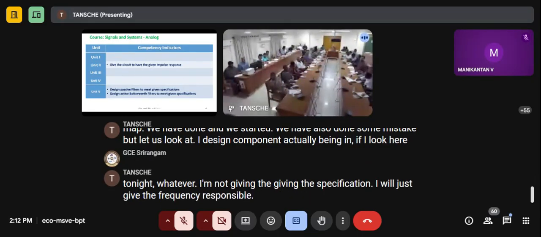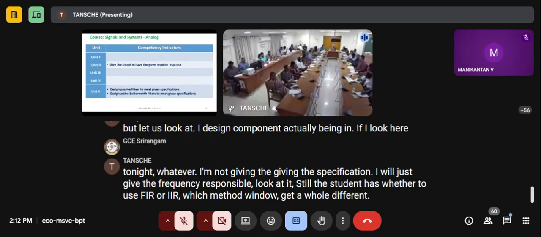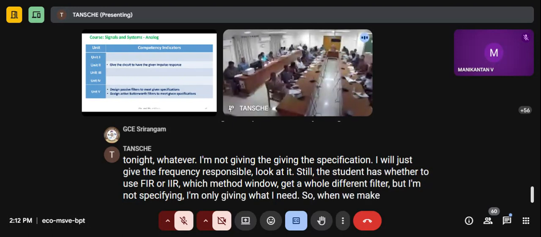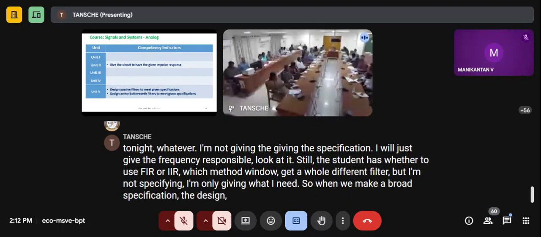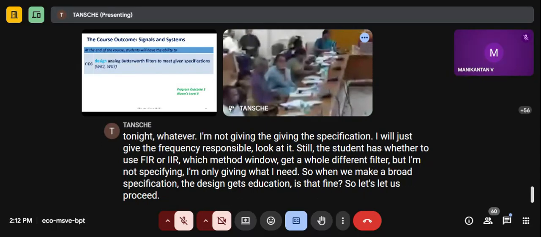If I look at a digital filter, the student has a choice whether to use FIR or IIR, and which method. There are 4 different methods. He'll come out with a filter, but I'm not specifying. I'm only giving what I need. So when we make a broad specification, the design gets addressed. Is that fine? So let us proceed.